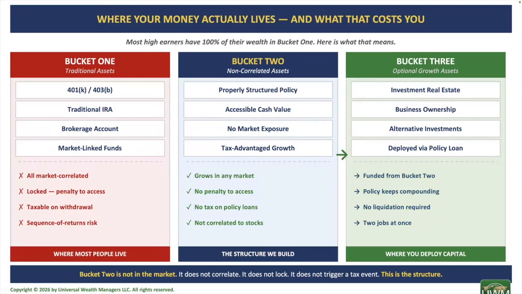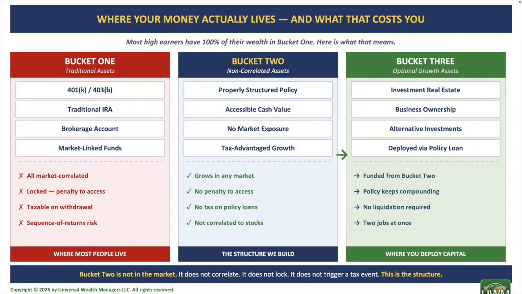Most people have all of their wealth in bucket 1. Bucket 1, traditional assets. Your 401k, your IRA, your brokerage account. All of it tied to the same market. All of it correlated. All of it locked behind the walls we named in videos 2, 3, and 4.